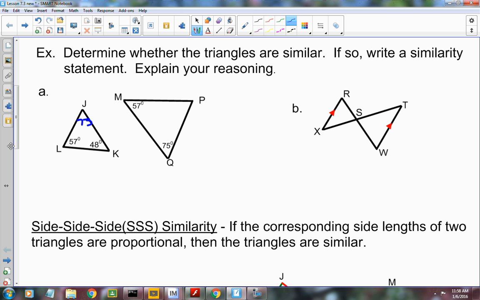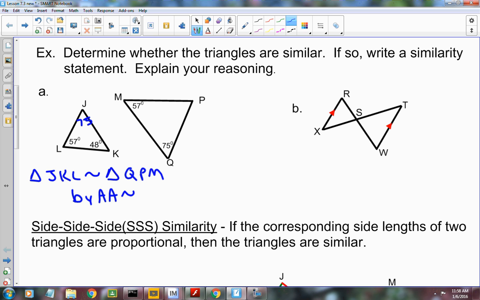If I then compare this to the other triangle, I have a pair of 75-degree angles, and I have a pair of 57-degree angles. Is that enough to prove the triangles are similar? Yes, by angle-angle. So it says write a similarity statement. And so if I say triangle JKL is similar to, how would I write the other triangle? QPN, that's correct. Because if I go 75, 48, 57, I have to go 75 degrees, 48 degrees, 57 degrees. Okay, so I have to go in the same order. Alright, and this is by the angle-angle similarity.